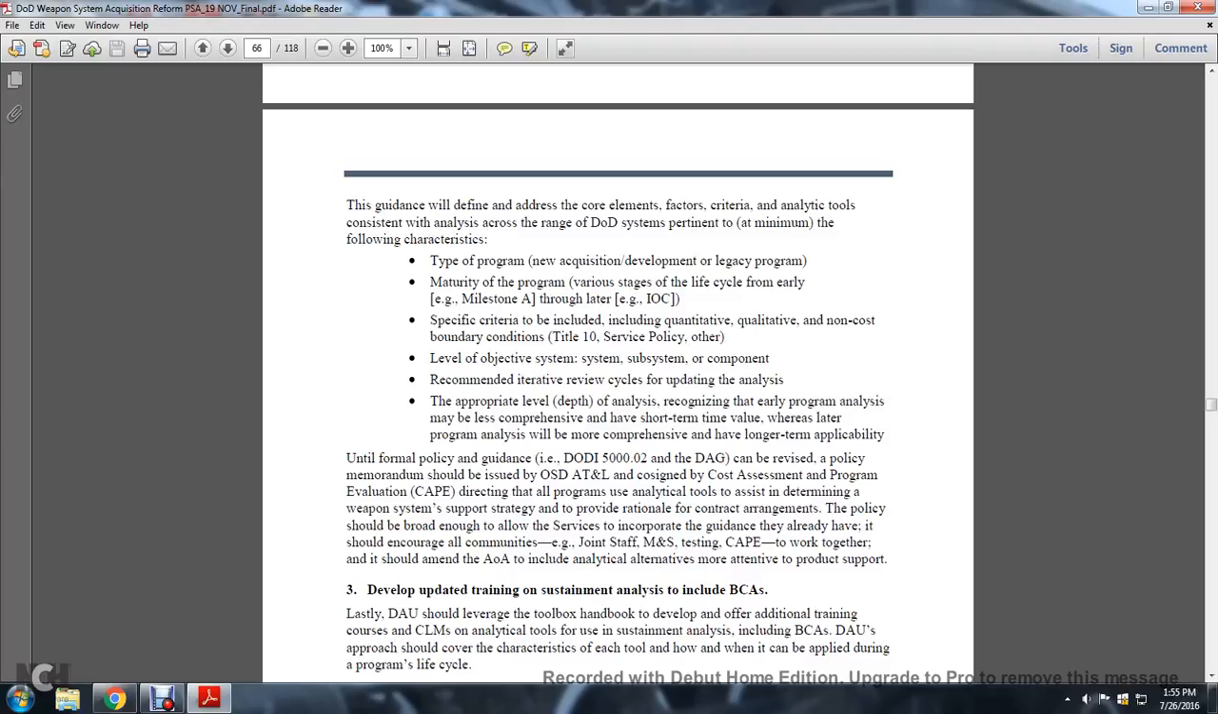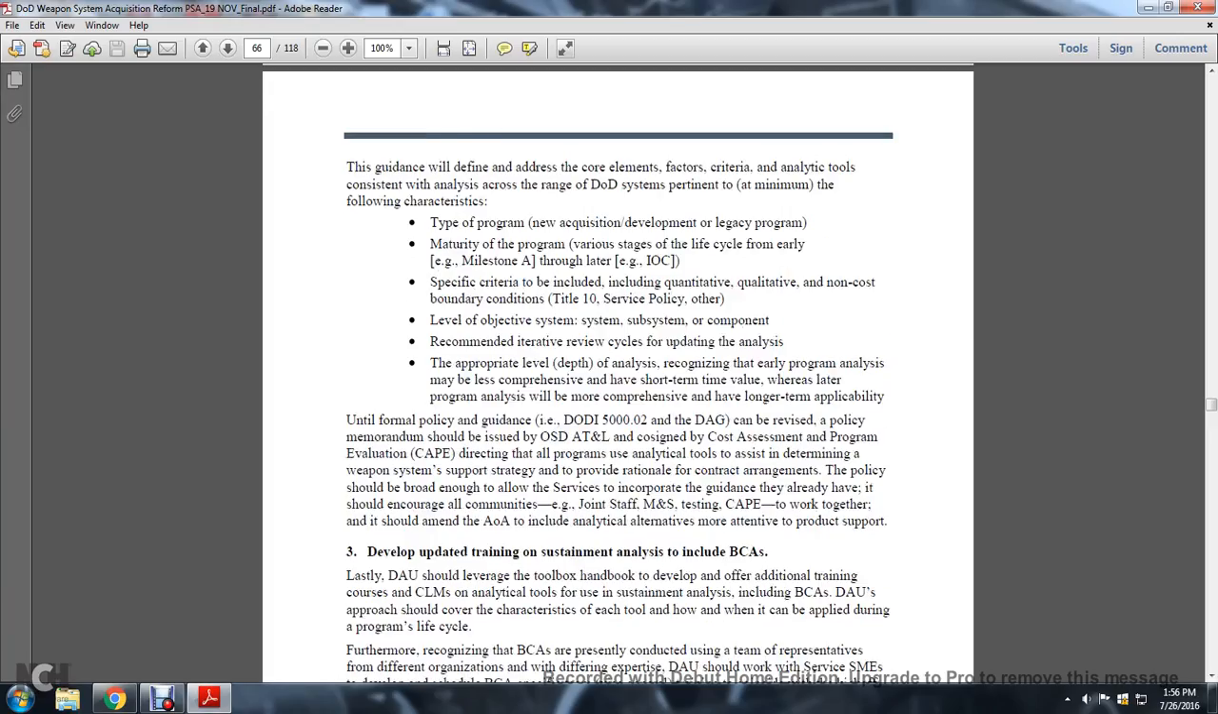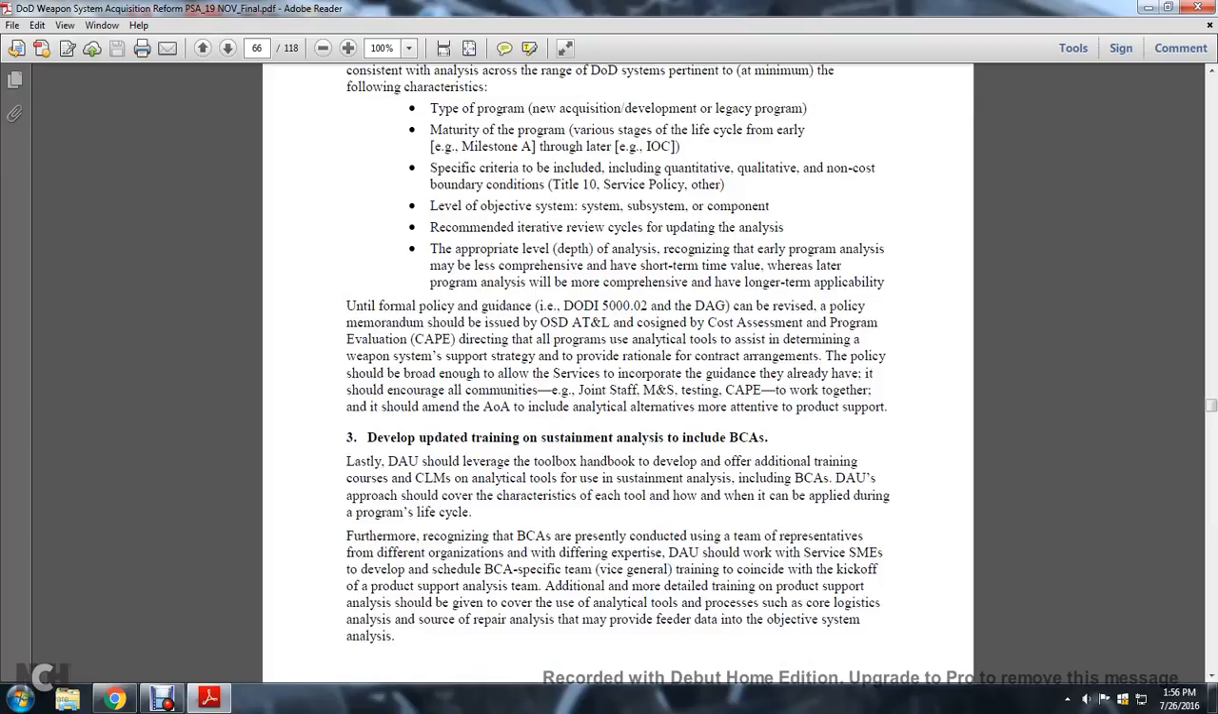The recommendation includes iterative review cycles for updating the analysis and the appropriate level of depth of analysis, recognizing that early program analysis may be less comprehensive and have short-term time value, whereas later program analysis will be comprehensive and have longer applicability. Until formal policy guidelines are issued, the DOD 5002 and the DAG apply.